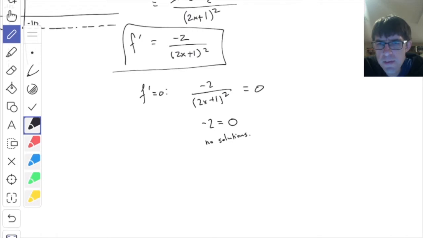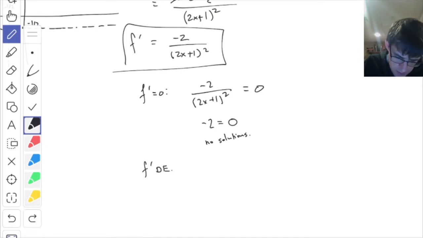This is going to make the graph slightly weird because usually we plot those points and then connect the dots with the curve, but there will be no points at all to plot. All right, we'll see what happens when we get there. Anyway, we also need to consider when f prime does not exist, DNE.